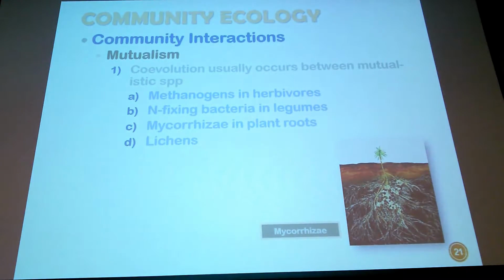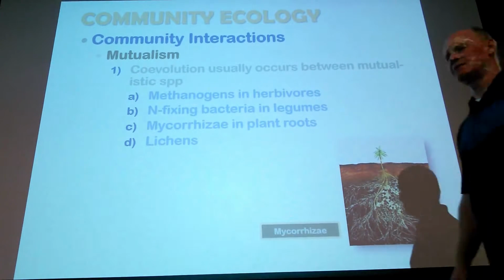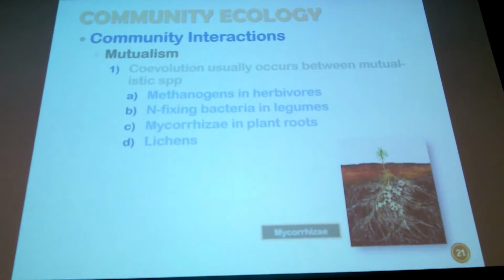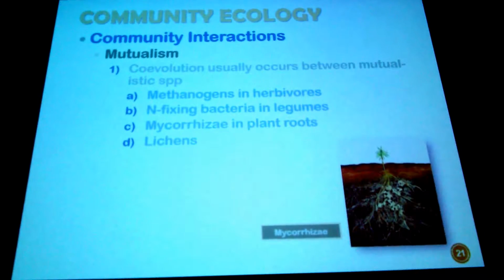But remember that lichens are a combination of what? Algae and fungi. What does the fungus do? It provides shelter, a place to live, habitat. What does the algae do? Food, nutrients, nutrition. Very good.